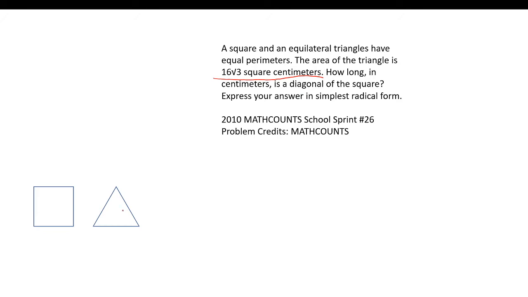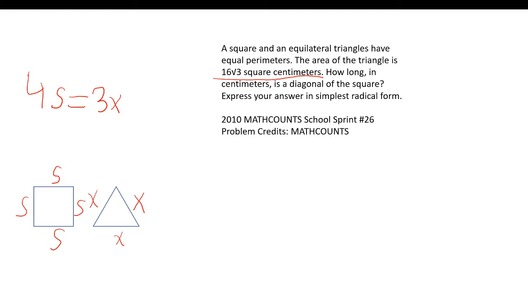If we have an equilateral triangle and the perimeters are equal, I'm going to call the side length of the triangle x and the side length of the square s. Over here, we have that the perimeter 4s is equal to 3x. And that's all we know.